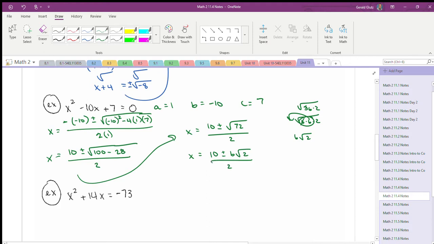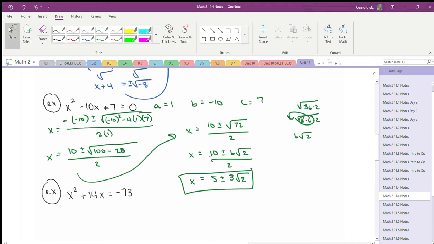Next thing I want to look for, can this number in the denominator go into both of these numbers? And they're both even, so yes it can. So 10 divided by 2 is going to be 5. So 5 plus or minus 6 divided by 2 is 3. And there's our answer. So notice this one we did not get i, because there was no negative inside of the square root. So we only get i if there's a negative inside of the square root.